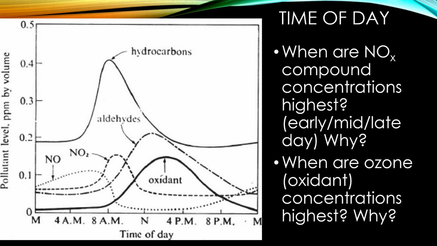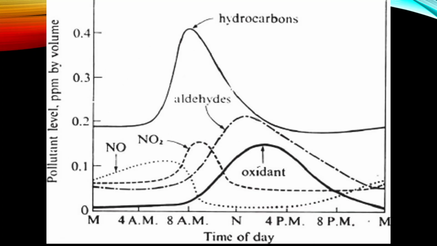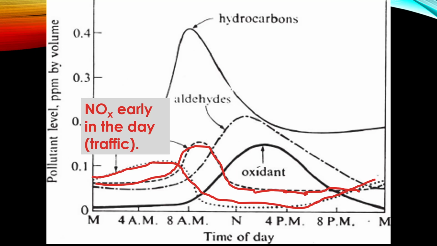We notice, yes, the nitrogen oxides, the NOx, are more prevalent in the early part of the day, and then the oxidants are more prevalent in the later time of the day. Does anybody have any idea as to why? Alright, so we're going to look at the NOx first. The NOx are high in the morning because of traffic, early, right? A lot of cars going by releasing nitrogen oxides into the atmosphere.